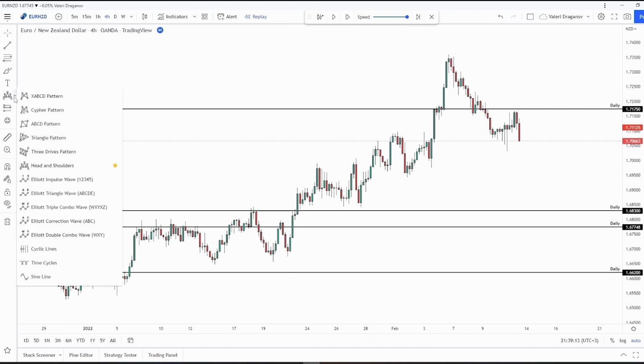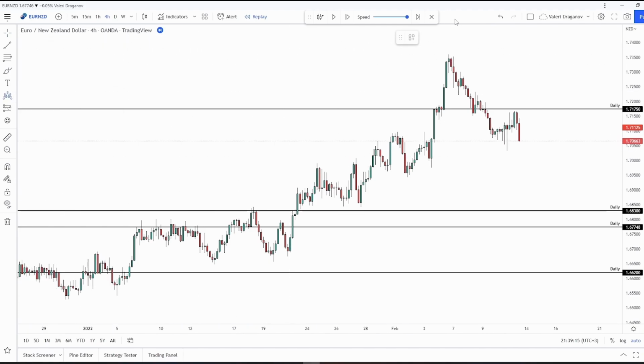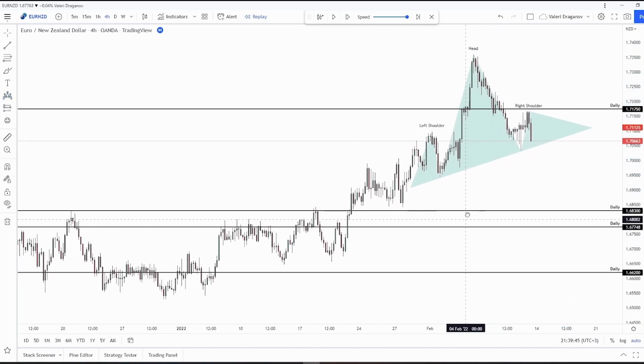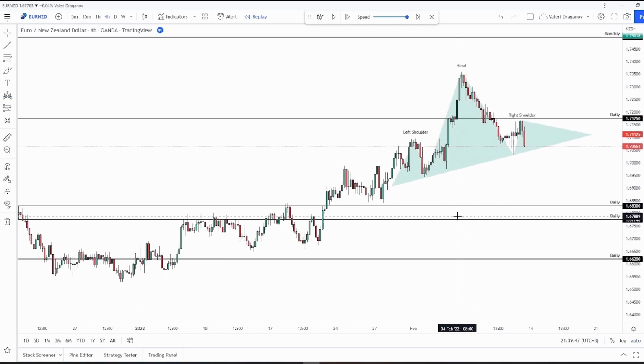So we go to patterns and choose the head and shoulders pattern. We start to draw from the beginning of the last impulse, which forms our left shoulder, to the first bottom, then to the end of the impulse as our head, and the first bottom after it. That marks the correction. And the third top, which must be lower than the previous one. And you can see how a head and shoulders pattern occurred.